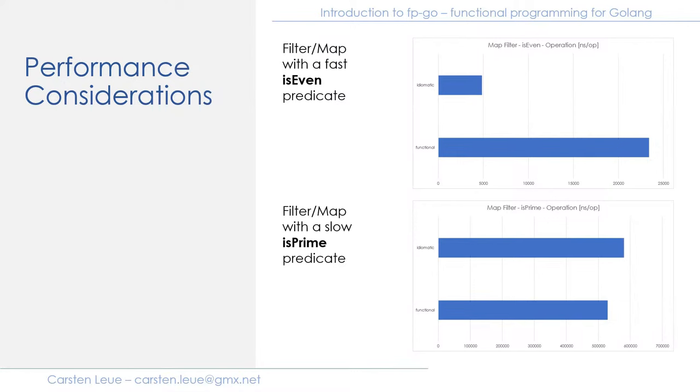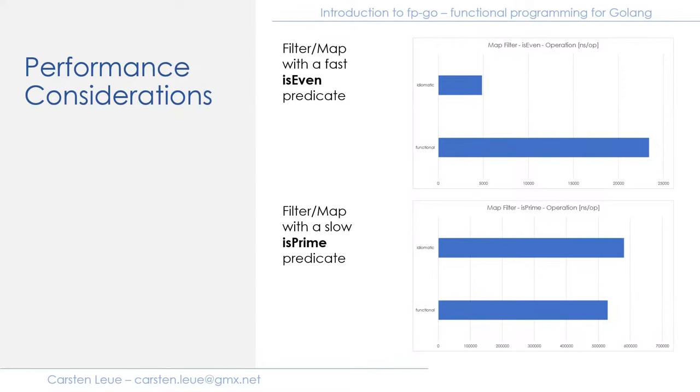In that case, the idiomatic implementation is much faster. But in case the actual filter predicate is a bit slower, such as checking if an integer is a prime and not just if it's even, then it doesn't really play a role.